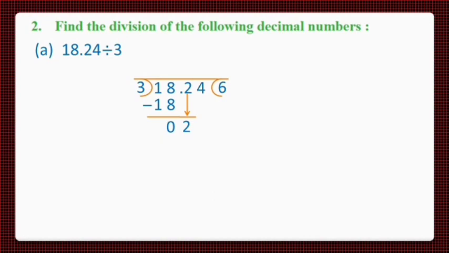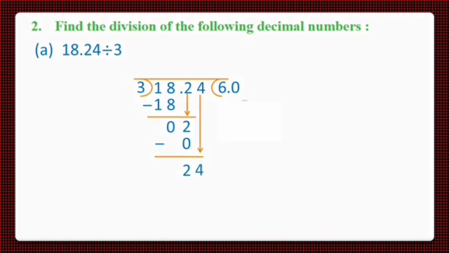Now we'll read the table of 3 up to 2, and 3 ones are 3 and 2 is less than 3. So we'll write 0 on left side of the division house after decimal point and we'll write 0 under 2. And on subtracting 0 from 2 we'll get 2. Next we'll lower down the digit 4 from top and we'll get the value 24.